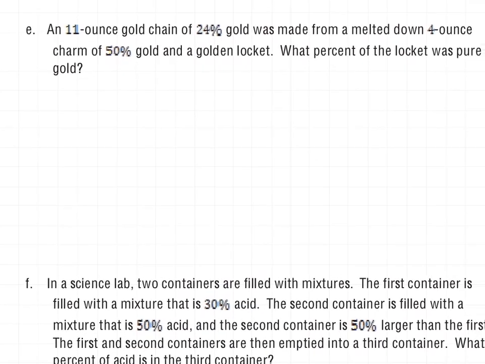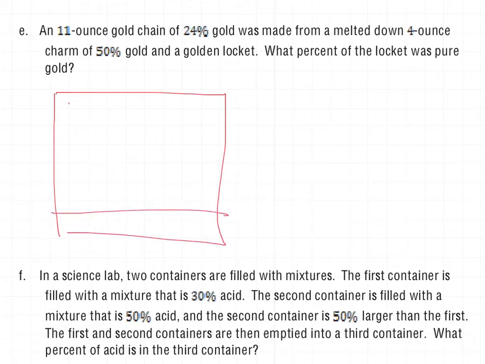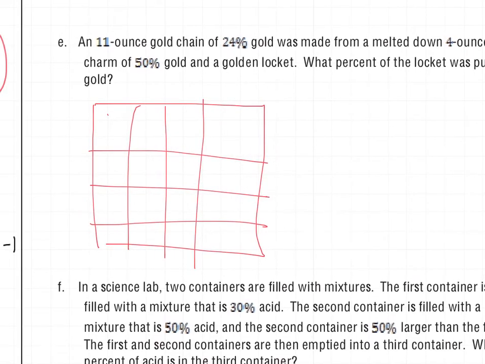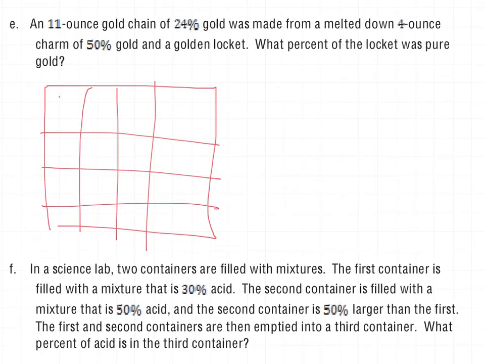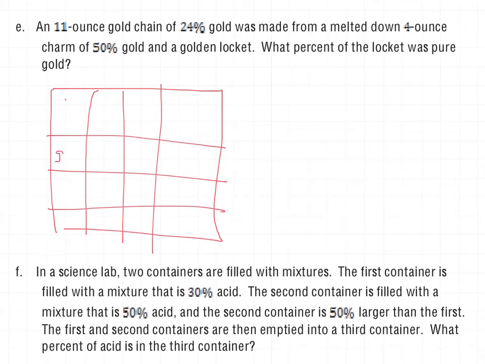Looking at the next one, you should have already done. If you haven't, please stop and do that now. We set up our table. All right, so we're looking at gold chains. One of them is pure gold, so we're having gold and other stuff, and a total. We have mixture 1, a mixture of gold and other stuff. Mixture 2, of gold and other stuff, and our total amounts of each part and our total.